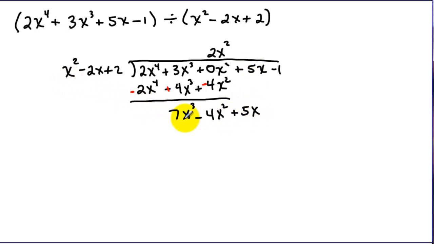So x squared goes into this 7x times. Now we're going to multiply the 7x times all of that.